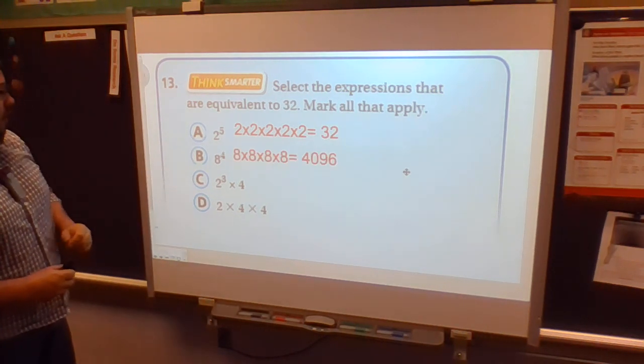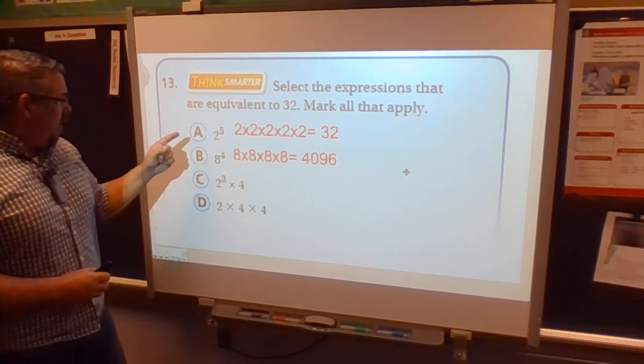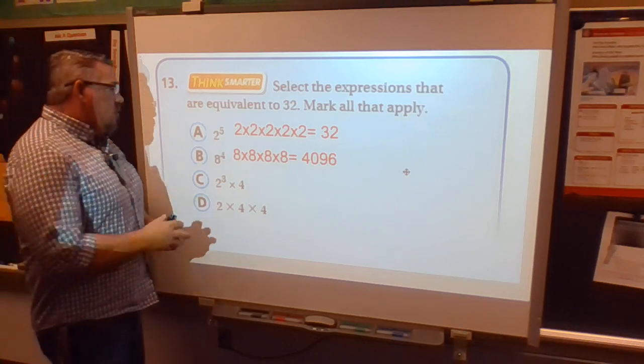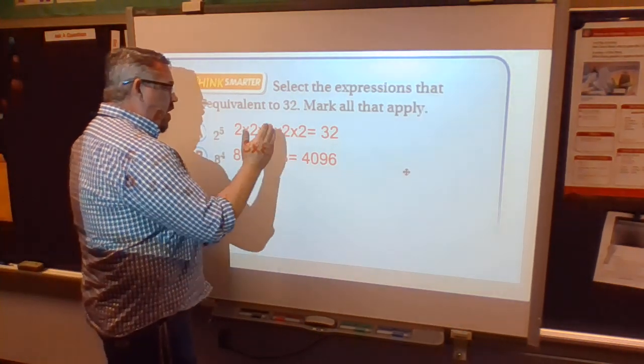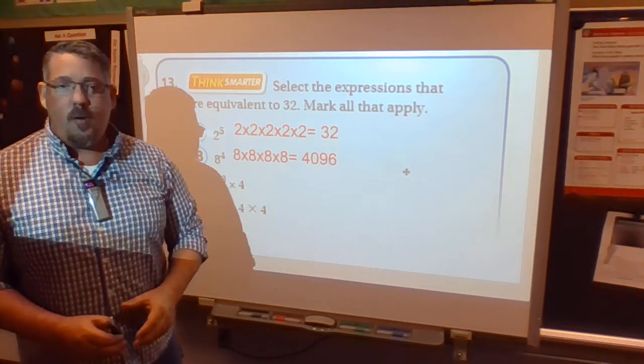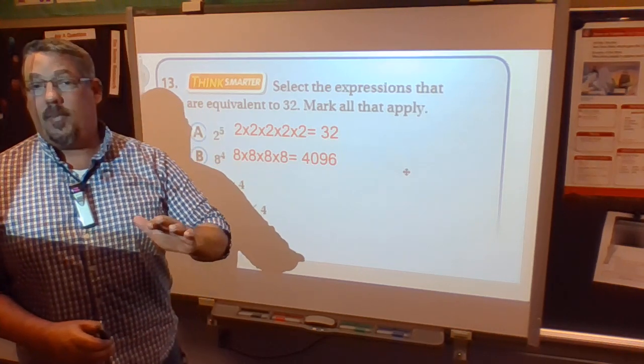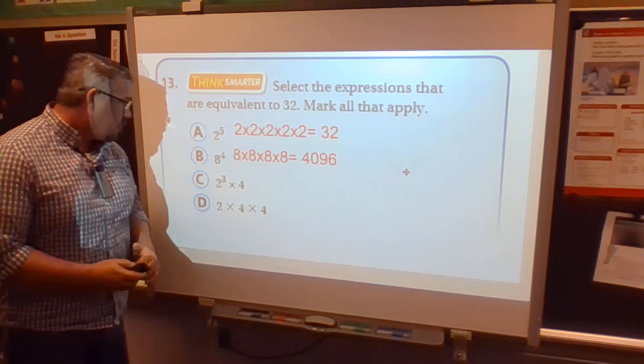Check. This one says 8 to the fourth power. So 8 times 8 times 8 times 8 is 4,096. Not even close to 32.